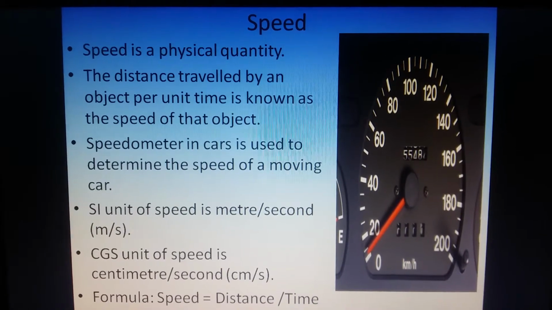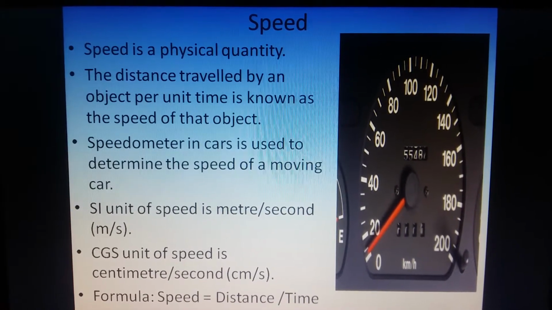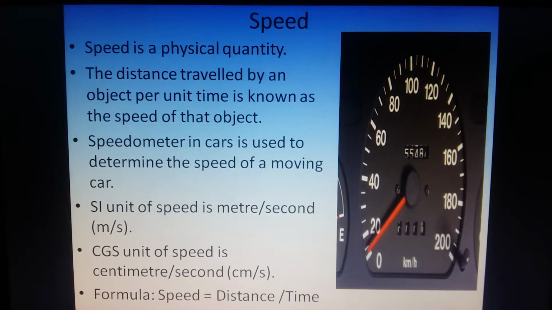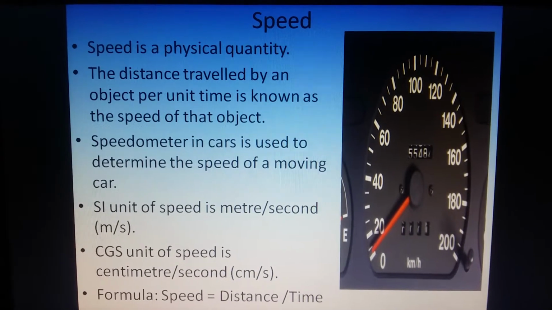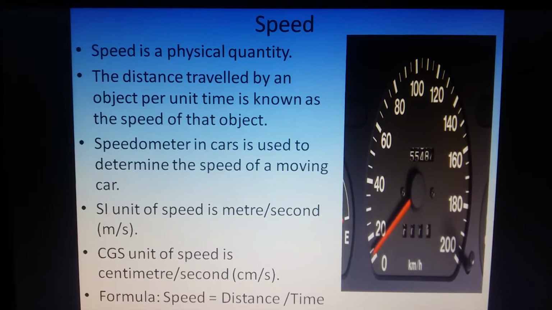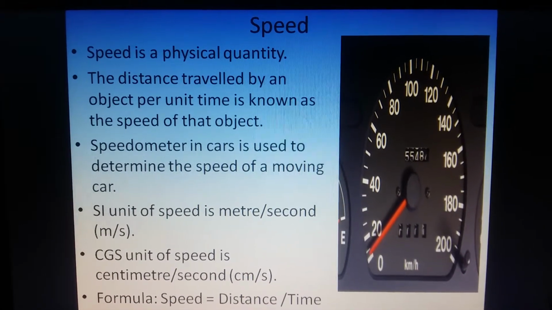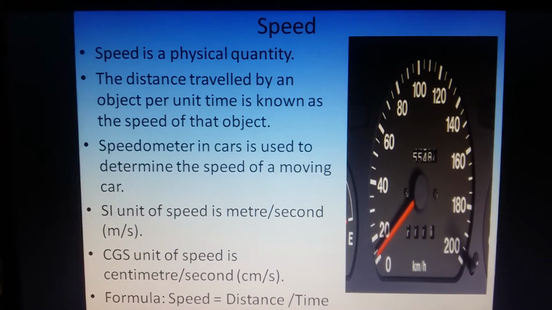So this is a picture of a speedometer. It is there in cars and in all the vehicles, two wheelers, etc. It shows the speed of the vehicle, that is, what distance has been traveled by that vehicle in unit time.